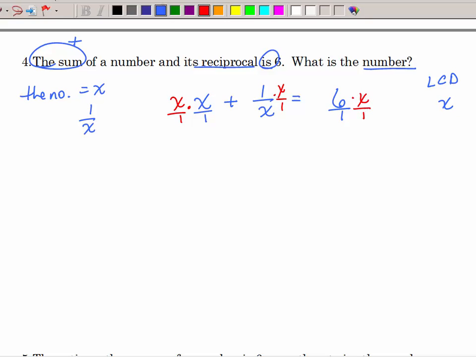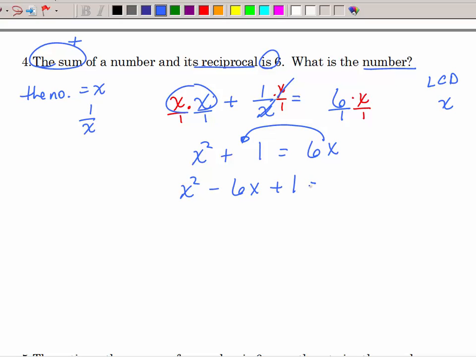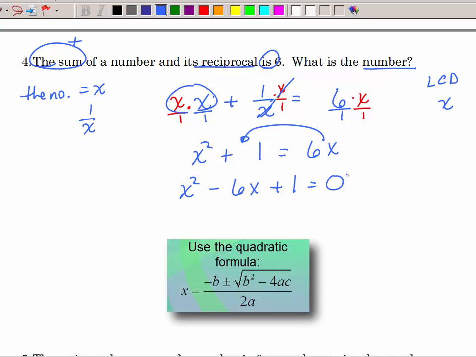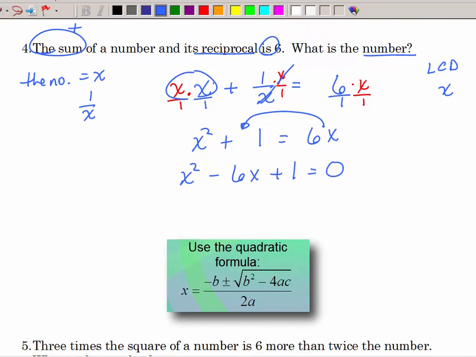Right, so here nothing cancels. I just multiply those together and I get x squared. But here the x's cancel, but I still have that 1 equals 6x. That's a quadratic. I'm going to move this over here and put it in standard form. But wait a minute, that doesn't factor. That means I need to use the quadratic formula. So this is a great chance to practice our quadratic formula.